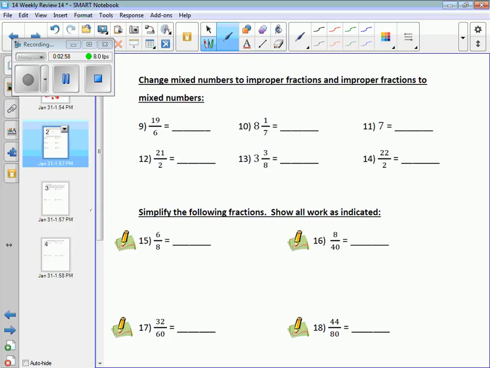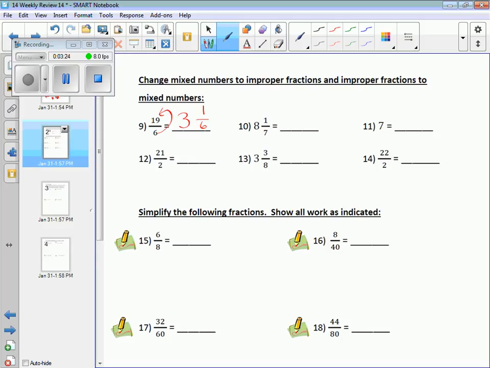Number 9 is an improper fraction. So we have to change it into a mixed number. And the way we do that is 6 goes into 19 at least 3 times. So we now know it's 3 and something sixths. And when you do 6 times 3, you get 18. And 18 is 1 away from 19. So our answer is 3 and 1/6.